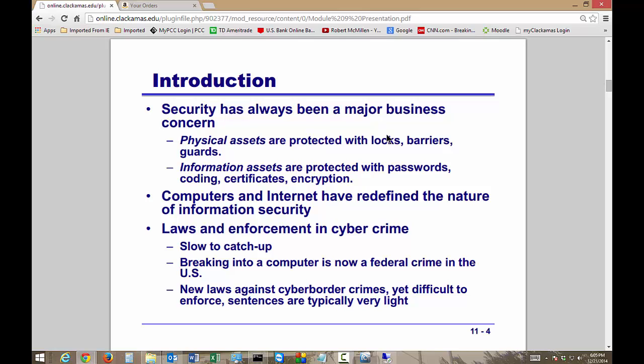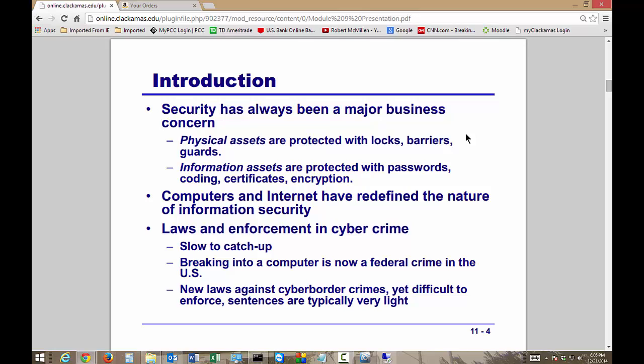So, security has always been a major business concern, especially back before firewalls when everyone was protecting their network using access control lists on routers. Physical assets are protected with locks, barriers, and guards, but information assets are protected with passwords, coding certificates, and encryption. So computers and the internet have redefined the nature of information security.